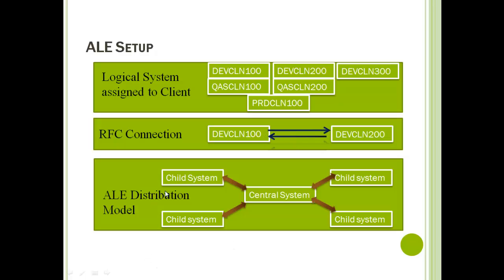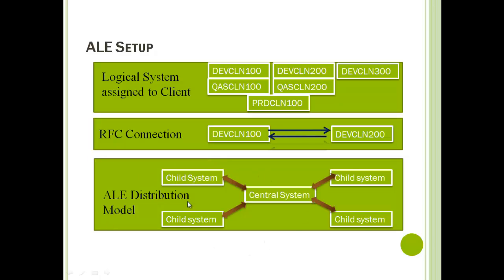Then let's come to the ALE distribution model. So we understood what a logical system is, then we understood what RFC is. Next, using this RFC which we have created from the central system to each child system, we can create the ALE distribution model. In some cases you may already have an ALE distribution model defined, so you may not need to go to logical system and create all these things. It may already be there if you are using an ALE distribution model for different business scenarios.